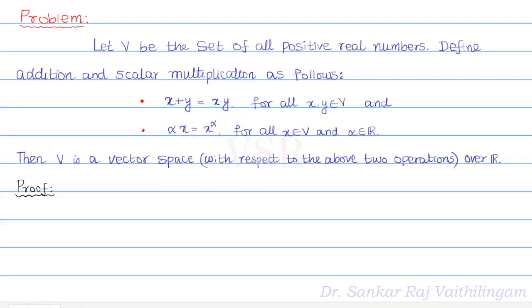Dear viewers, in this video, let us see an example of a vector space. Something interesting in our vector space. Let capital V be the set of all positive real numbers. This is the set of all positive real numbers. And we have defined addition and scalar multiplication as follows.